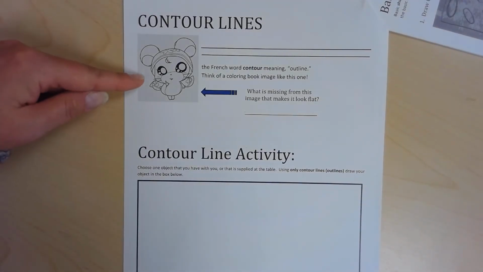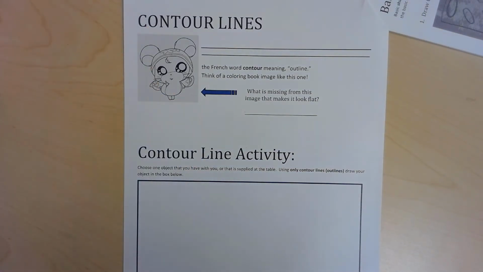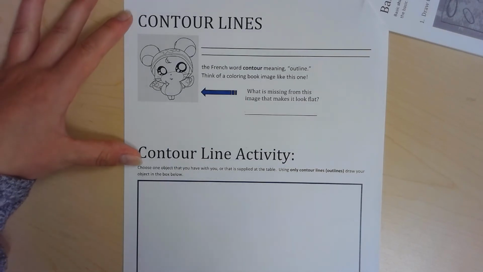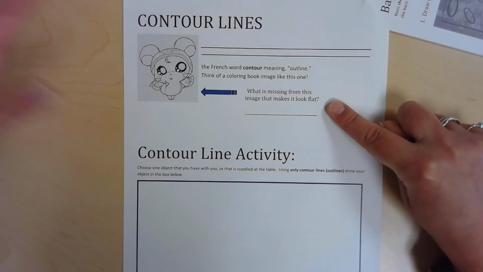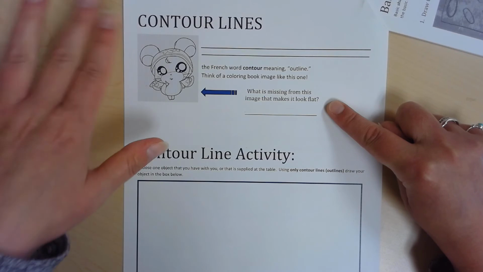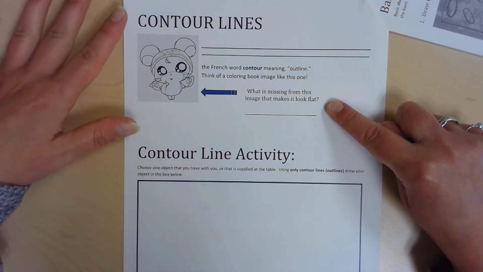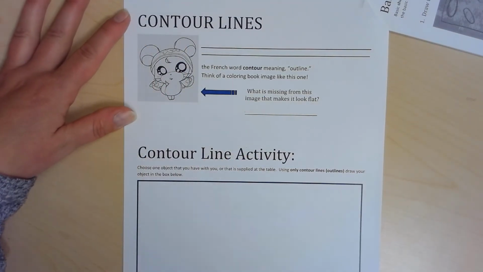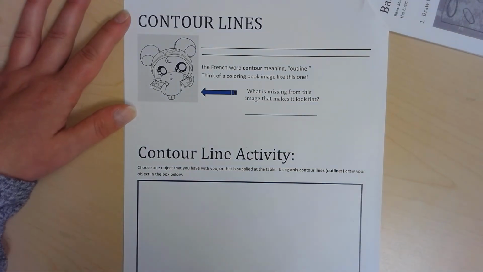This image here is a contour line drawing. Think about your coloring books at home, or that you probably used to use. I don't know, a lot of people use those adult ones now too. But coloring books really are just contour line drawings. So the question then becomes, what is missing from this image that makes it look flat and not three-dimensional, only two-dimensional? What do you think that possibly could be?